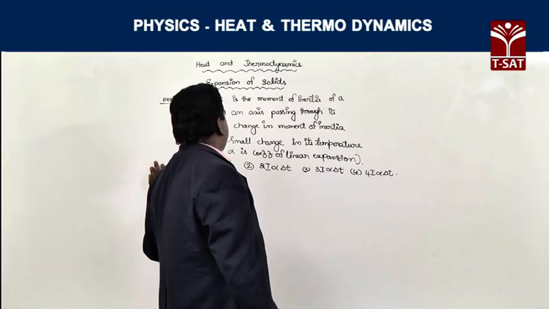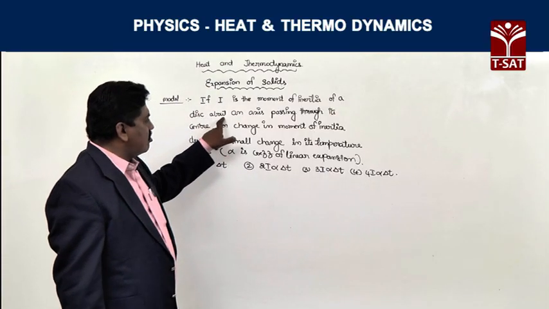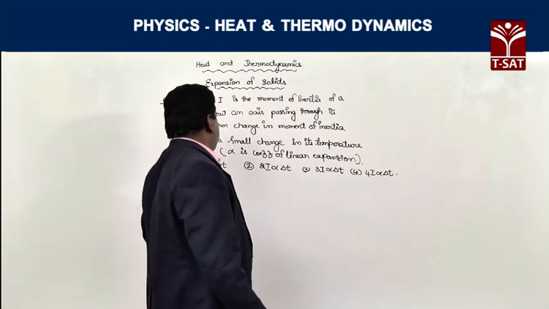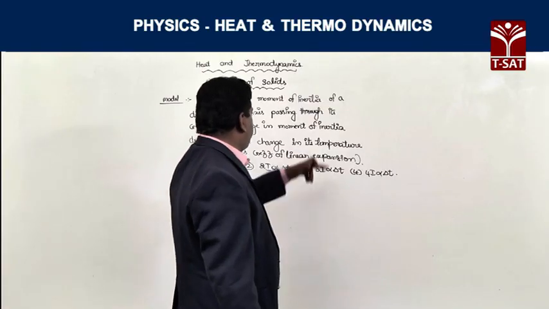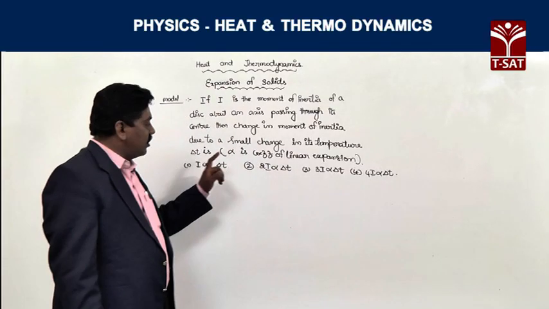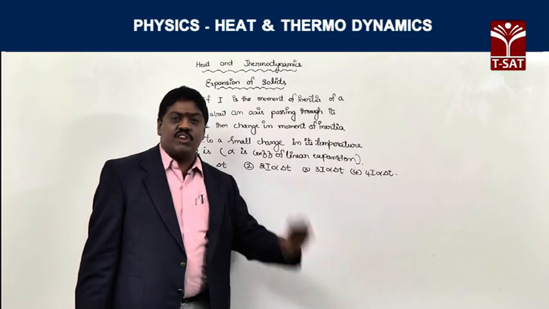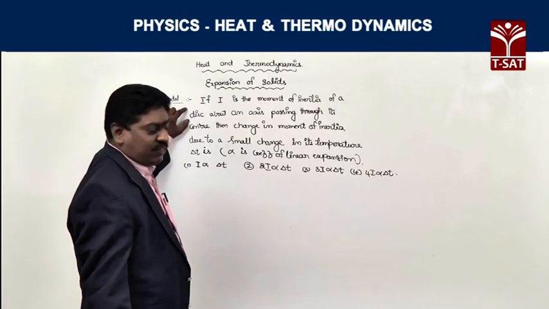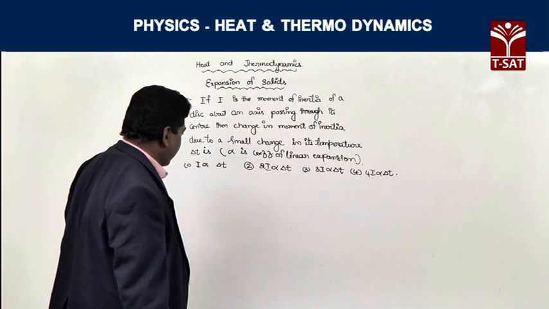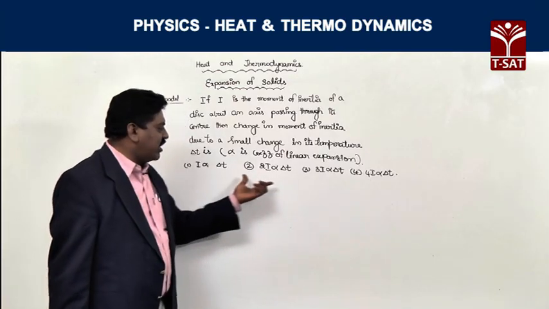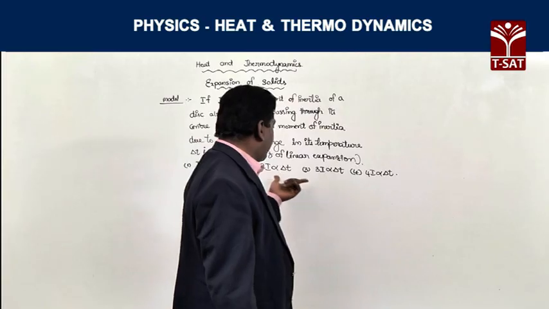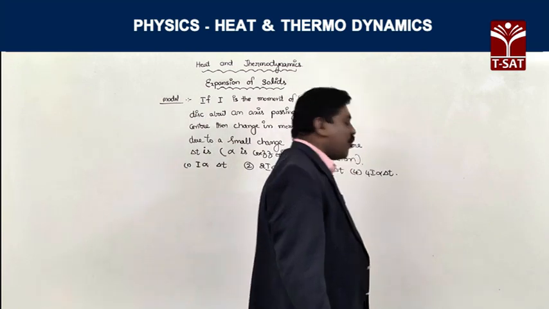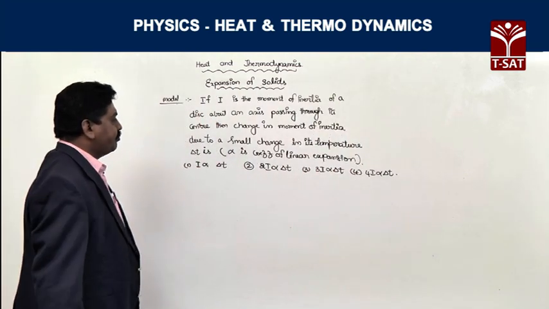Now, let us try to have another model here. If I is the moment of inertia of a disk about an axis passing through its center, the change in moment of inertia due to a small change in its temperature delta T is given, alpha as a coefficient of linear expansion. Here the disk is a circular one, a circular disk it is, okay, fine. The options given are I alpha delta T, second option is 2I alpha delta T, third option is 3I alpha delta T, and fourth option is 4I alpha delta T, okay, fine.